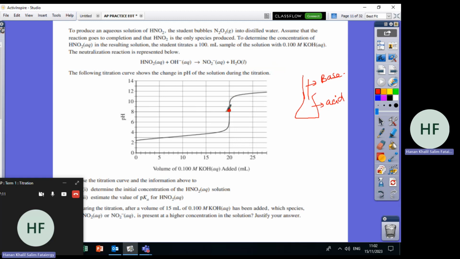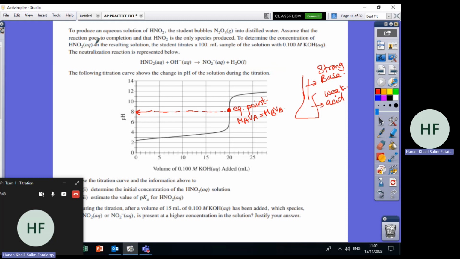Or here. Okay, so the equivalence point is at a pH of 8. This is the equivalence point. And remember, at the equivalence point MAVA is equal to MBVB. Okay, so the equivalence point is at 8, which means the base is strong and the acid is weak. Okay, now here, what am I adding? I'm adding base, that is why I will see here on the x axis volume of KOH added, volume of base added.